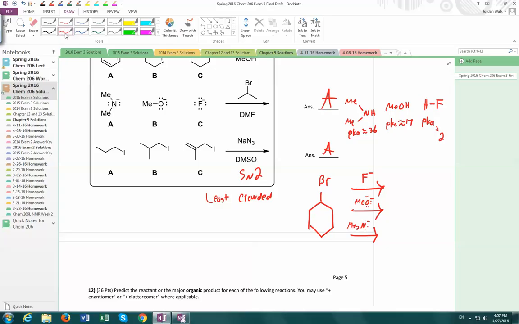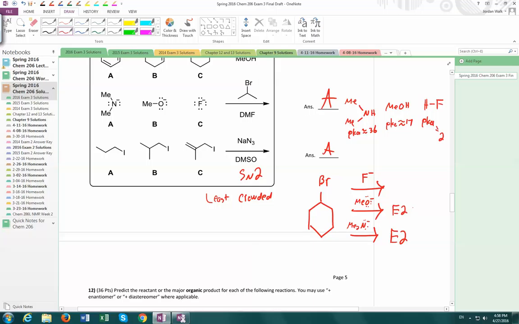What's the first question we ask for a secondary alkyl halide? Is it a strong base? And so is this a strong base? Yeah, absolutely. Its conjugate acid has a pKa in the 30s, so would we expect E2 or SN2? E2. And then we look at methoxide. Is methoxide a strong base? It is, and so again we would do E2.